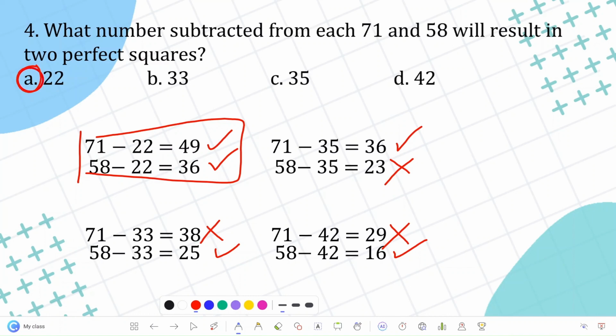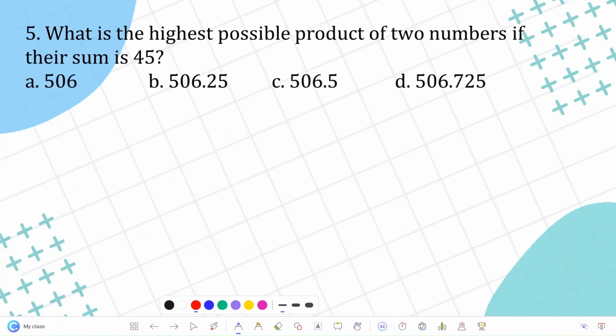So last number, we go to number 5. What is the highest possible product of two numbers if their sum is 45? Is it A, 506, B, 506.25, letter C, 506.5 or letter D, 506.725. Ang strategy dito when you're solving for this type of problem ay hatiin niyo muna ang number into 2.